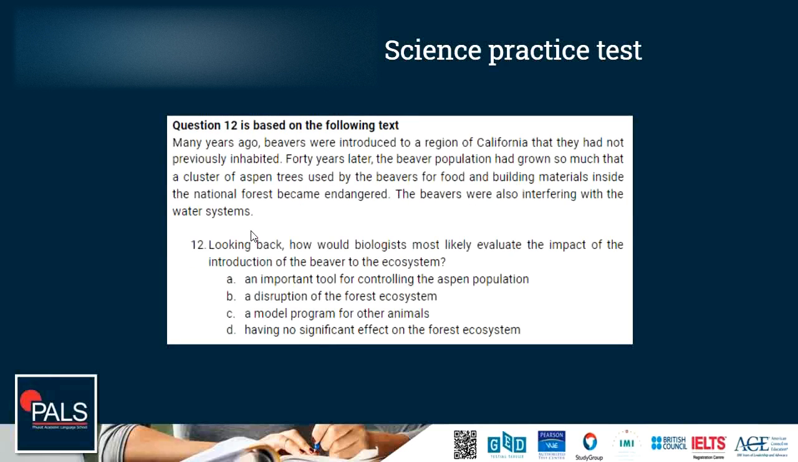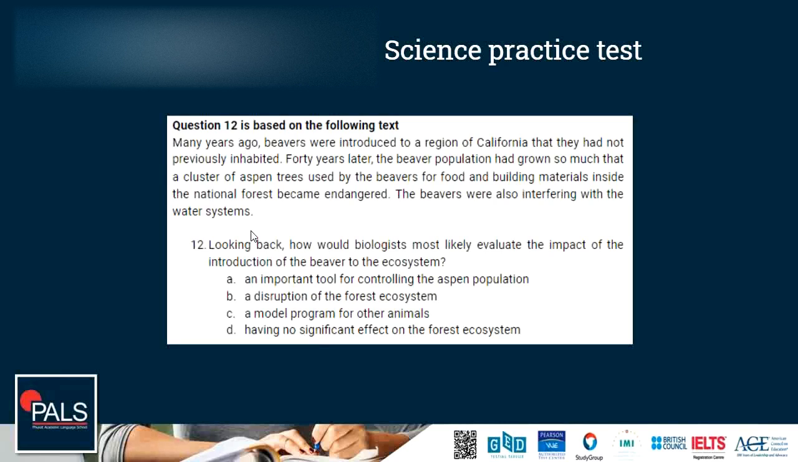Question 12 is based on the following text. Many years ago, beavers were introduced to a region of California that they had not previously inhabited. 40 years later, the beaver population had grown so much that a cluster of aspen trees used by the beavers for food and building materials inside the national forest became endangered. The beavers were also interfering with the water system. Looking back, how would biologists most likely evaluate the impact of the introduction of the beaver to the ecosystem?